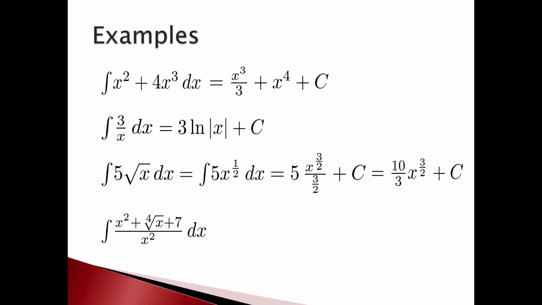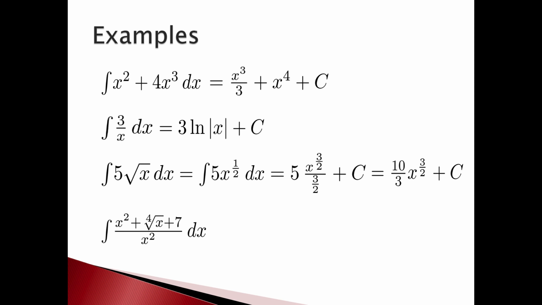Okay, so this one looks a little weird because it looks like a fraction: x squared plus the 4th root of x plus 7, all over x squared. Normally, when you see a fraction like this, you kind of want to freak out because it looks like it may have come from a quotient rule. But it didn't, or at least it doesn't have to have.